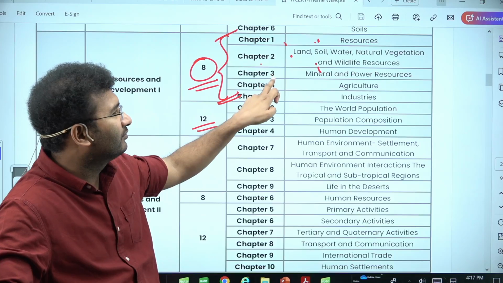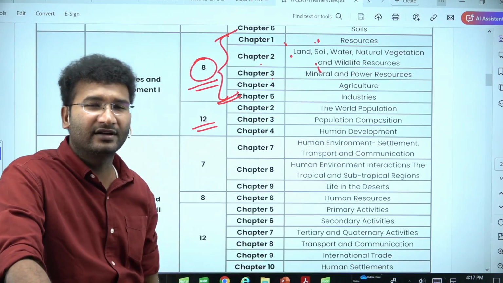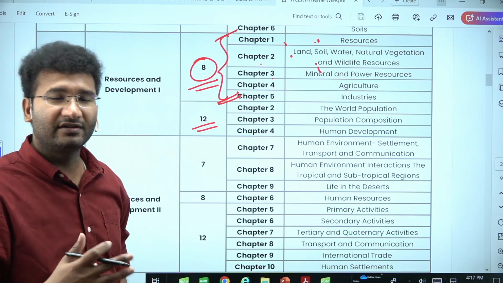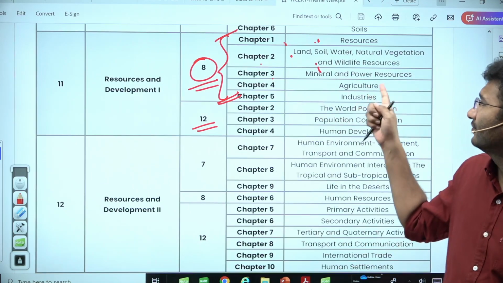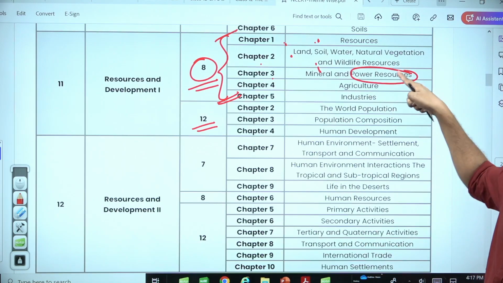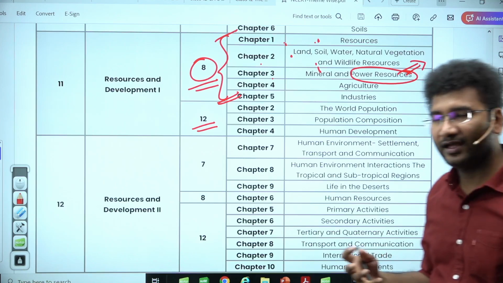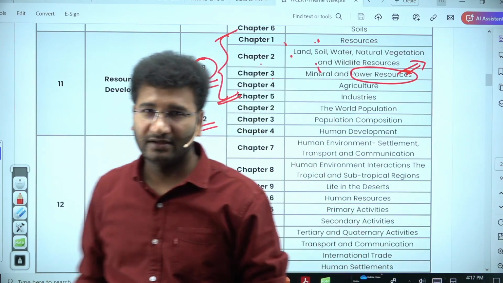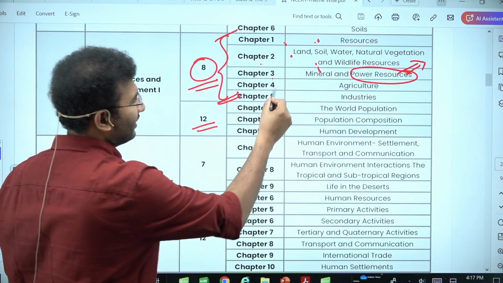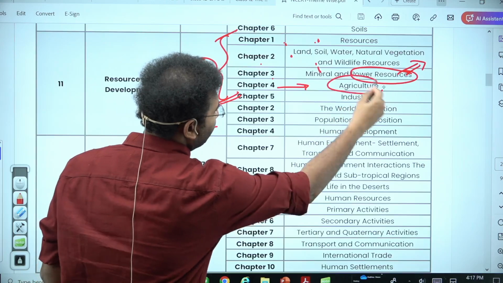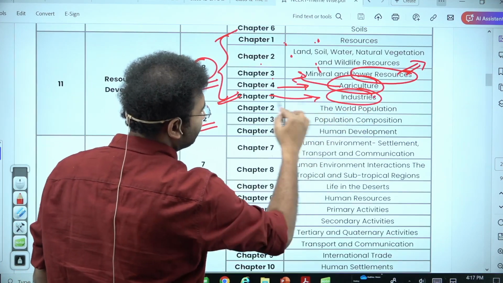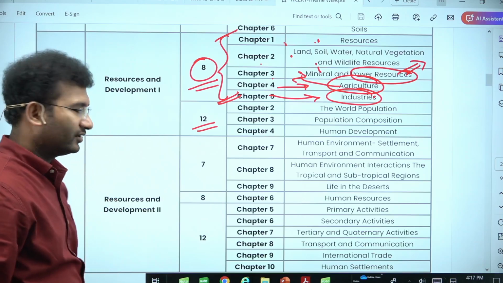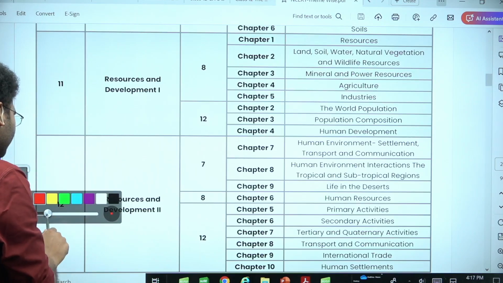Then come to chapter number 3. It talks about minerals and power resources. Here you need to learn about the power resources, those resources which are used for energy production, right? I'll teach you here. Now coming to chapter number 4, here you learn about definitions. And chapter number 5, basics of industries, right? This is what you're going to learn, and these are very easy chapters in my opinion.